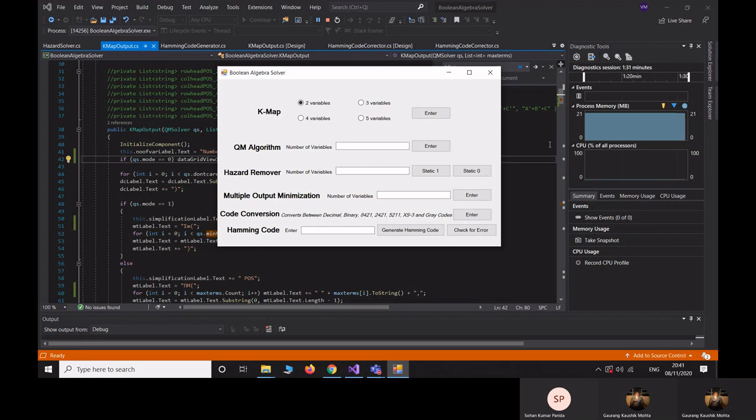Our code base was made in C Sharp, which is an upcoming language, and the front end was built using the .NET framework. Now let us start with the explanation of all the features one by one, starting with K-map.